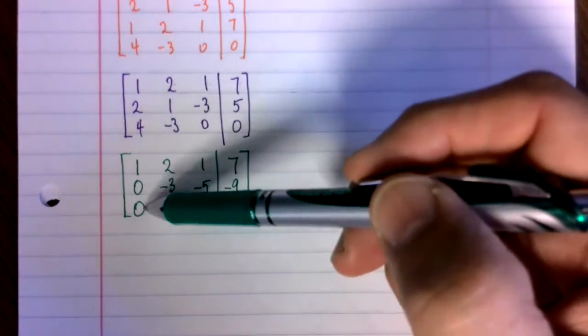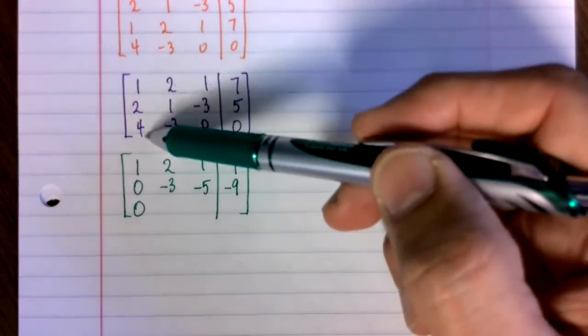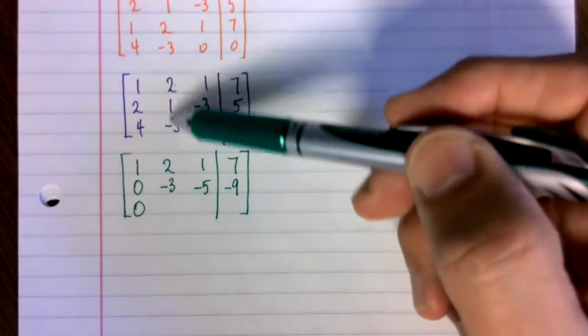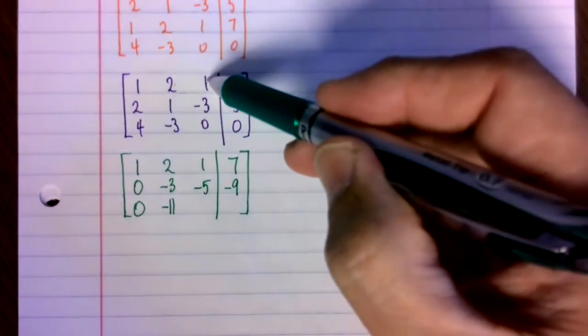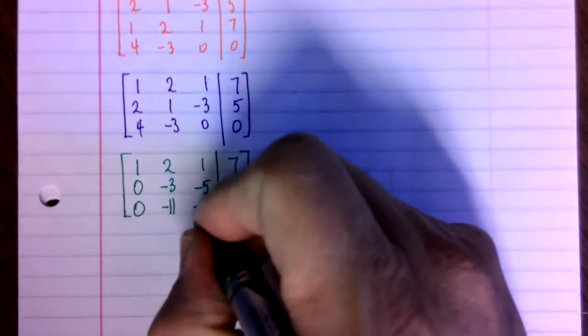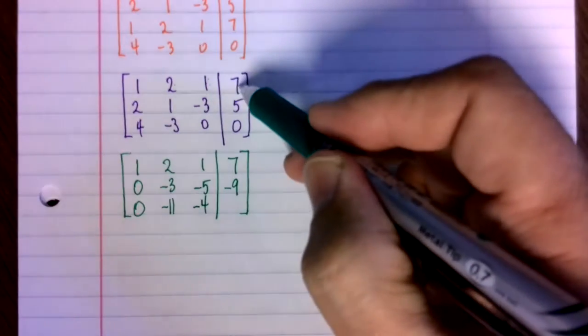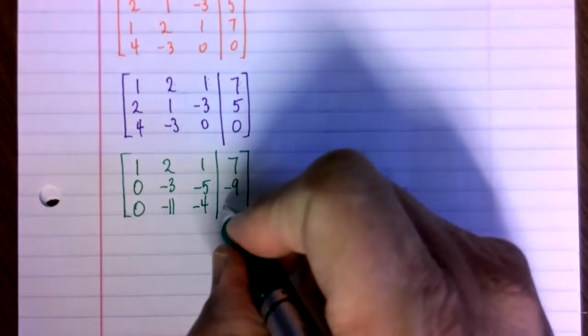Same idea for the bottom. Multiply by negative 4 and add. Multiply by negative 4, I get negative 8, plus negative 3 makes negative 11. Multiply by negative 4 plus 0, I get negative 4. Multiply by negative 4, I get negative 28, plus 0, I get negative 28.